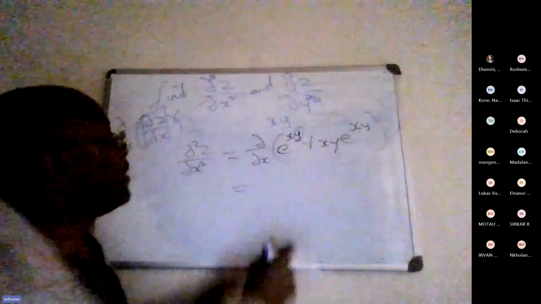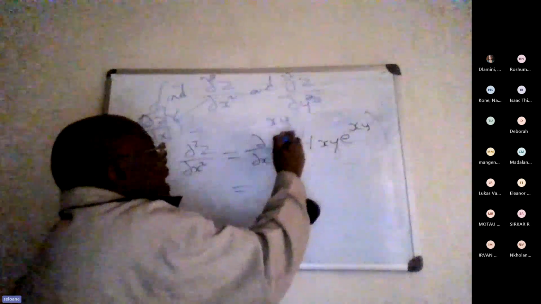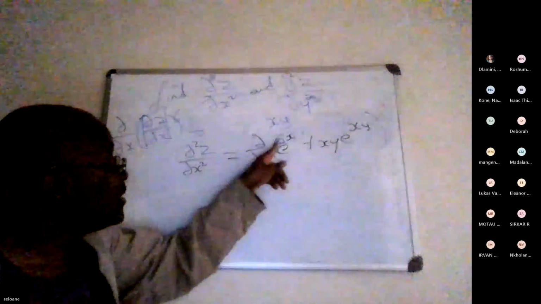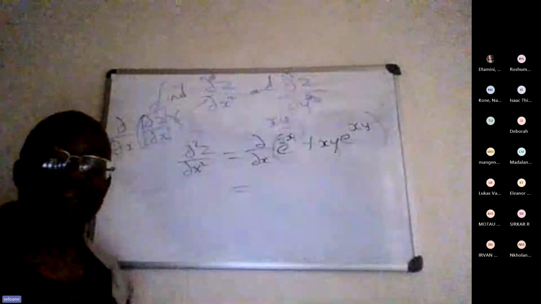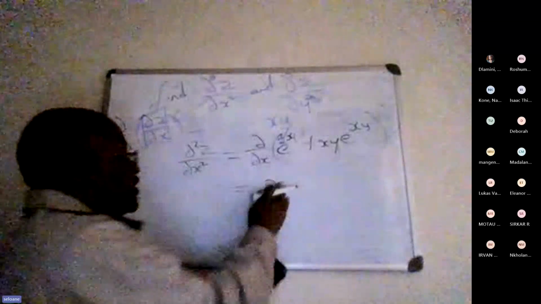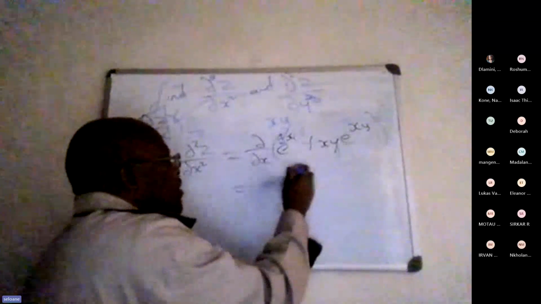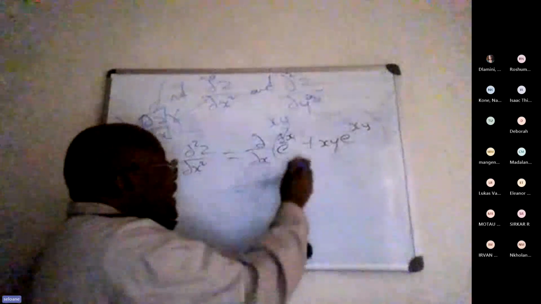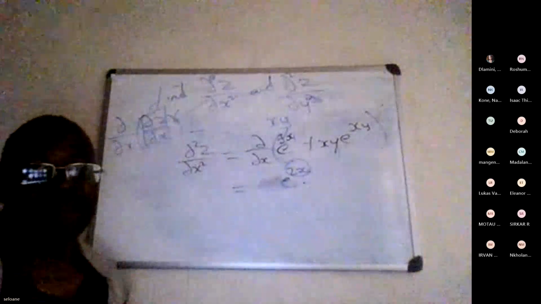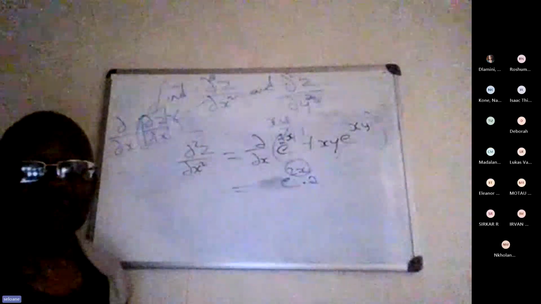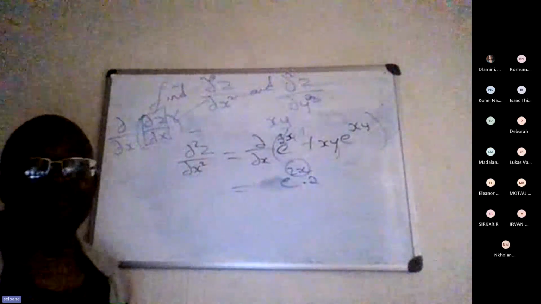So then what will be the derivative? See this as like e exponent 2x, because y is a constant. What is the derivative of e exponent 2x? You are now going to fix it first, and multiply it by the derivative of this. And what is the derivative of this? It is 2.